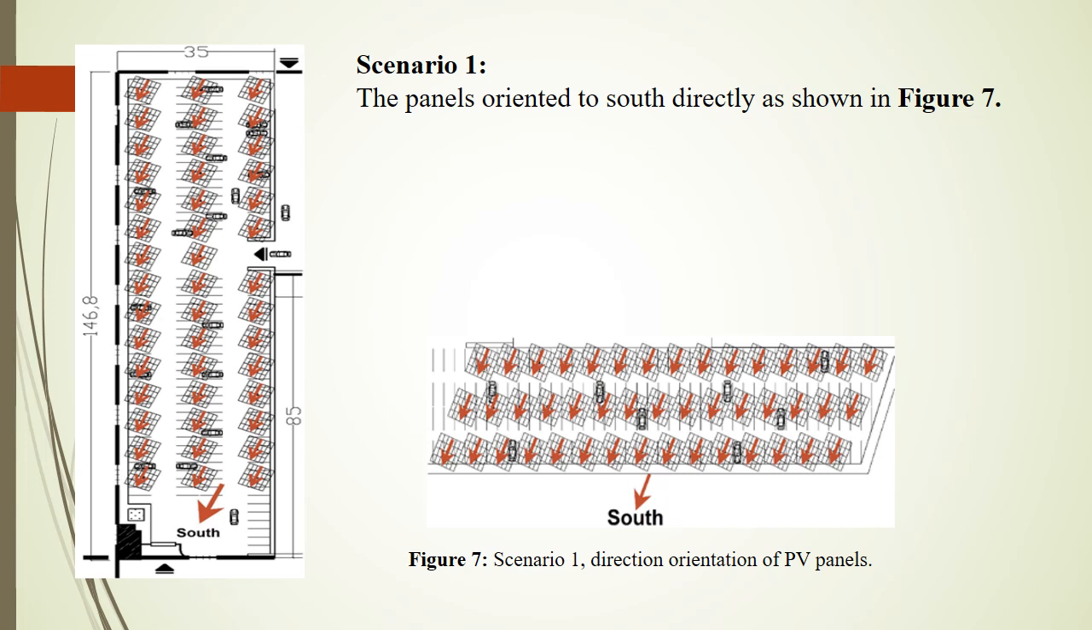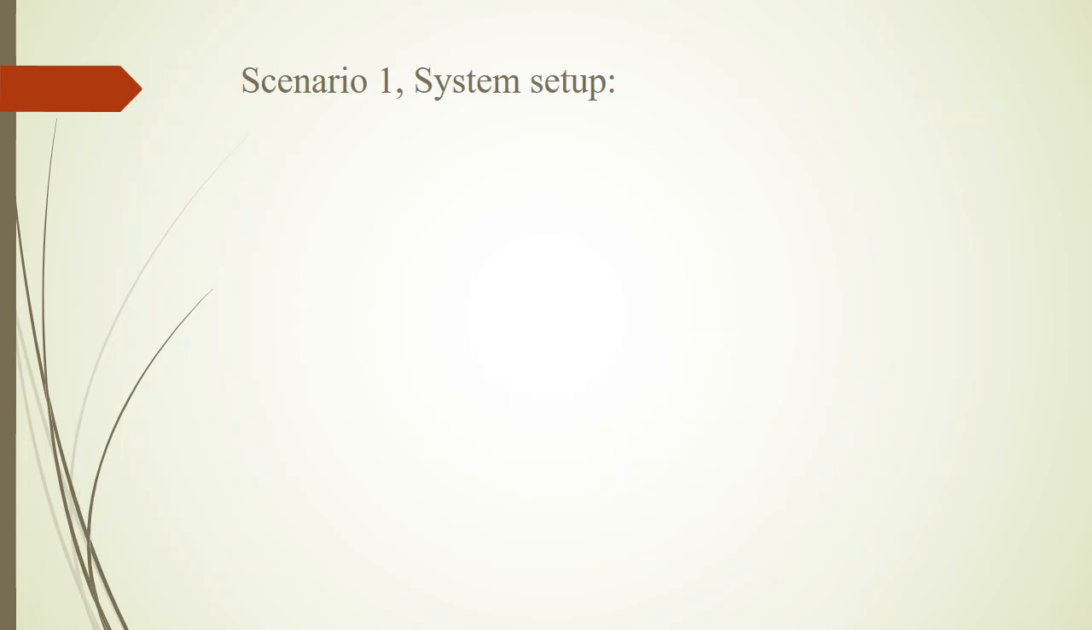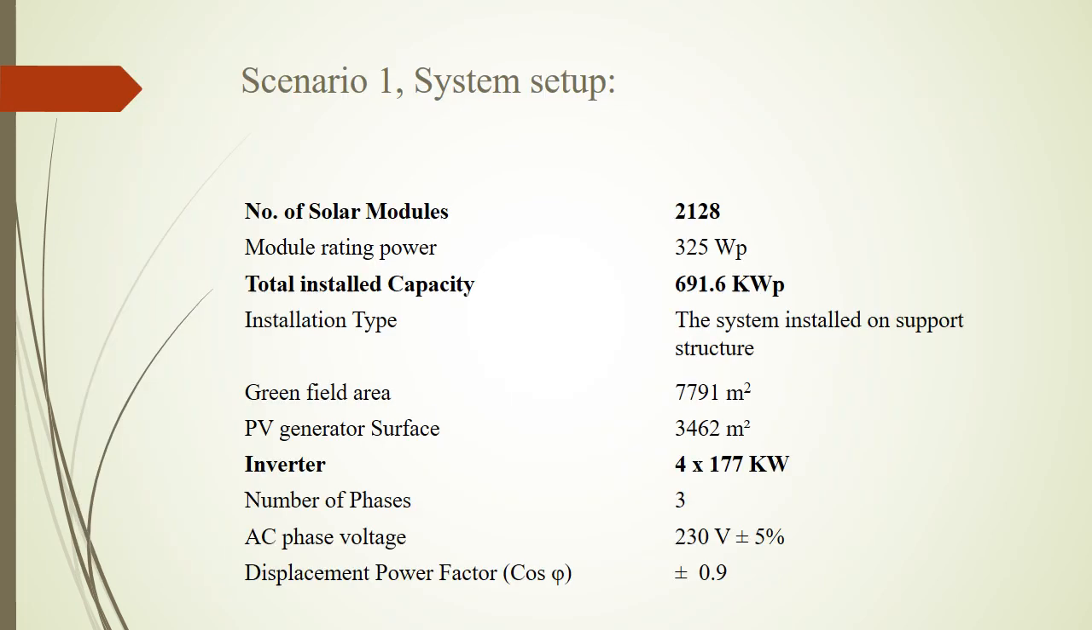Scenario 1. The panels are oriented directly to the south, as shown in the figure below. Scenario 1 system setup. The number of PV modules used is more than 2,100 PV panels. Total installed capacity is more than 690 kilowatt peak. Number of inverters: 4 inverters have been used, 177 kilowatt each.